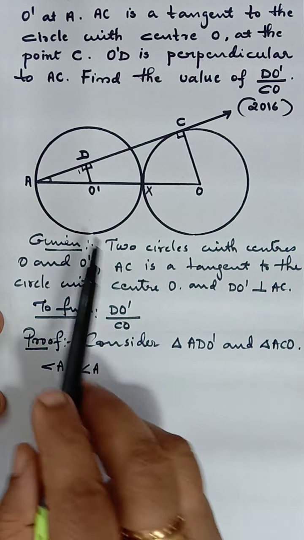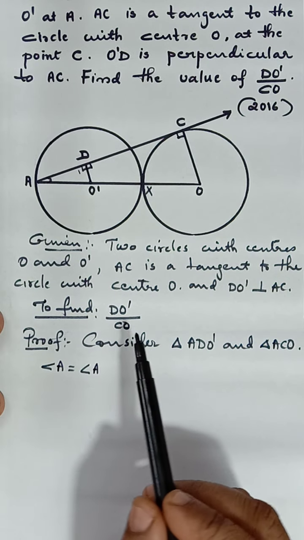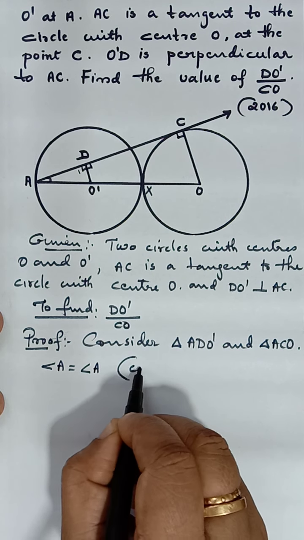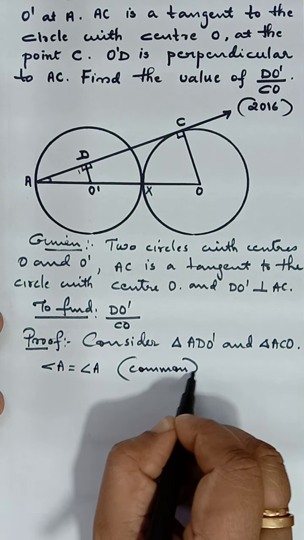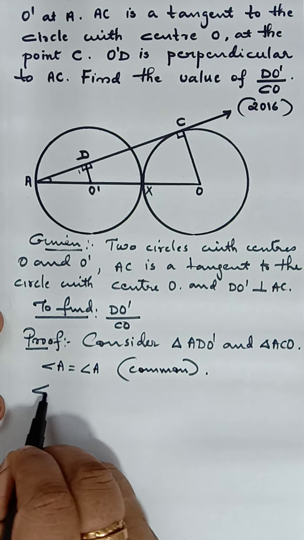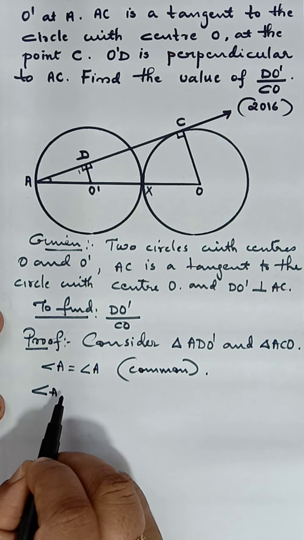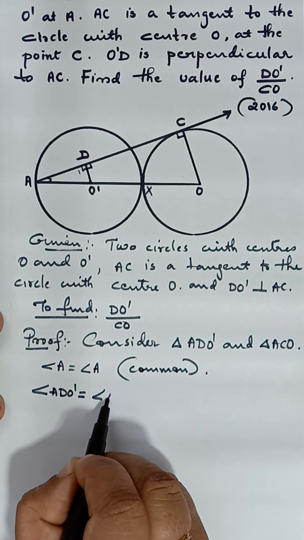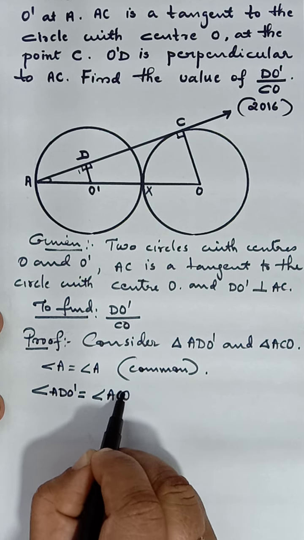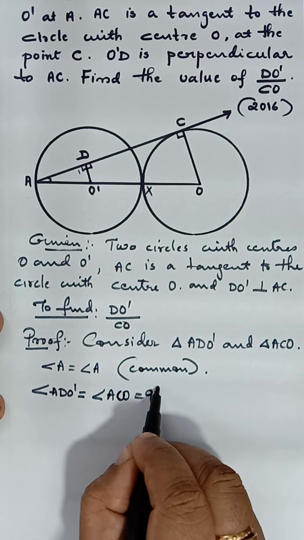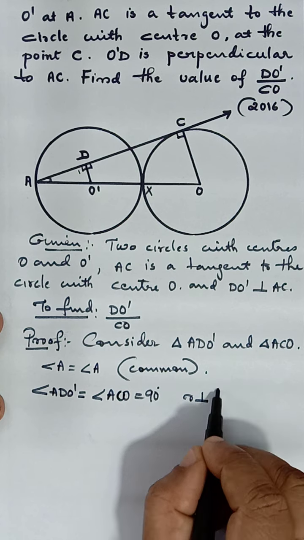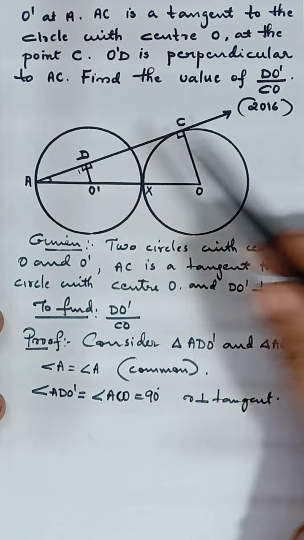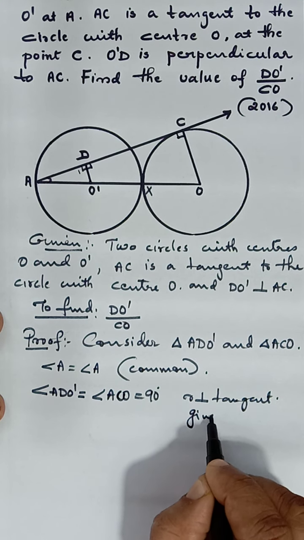That is, angle O dash AD is equal to angle OAC. That is also we can write. It is common for both the triangles. Then angle ADO dash is equal to angle ACO, that's equal to 90 degrees. Radius is perpendicular to tangent in this case, and the next one is given also for both the points.